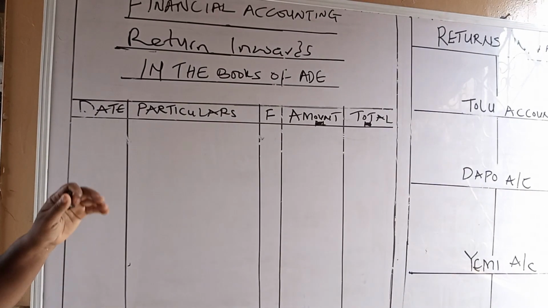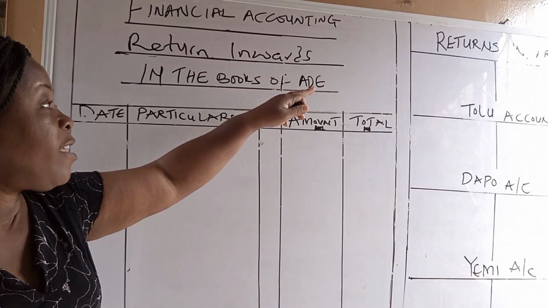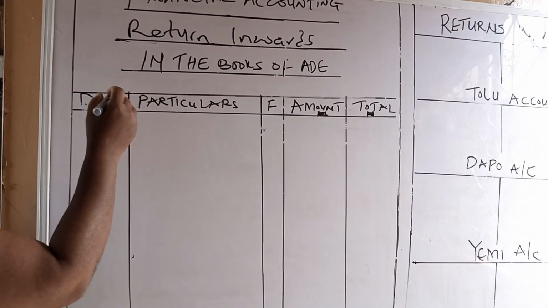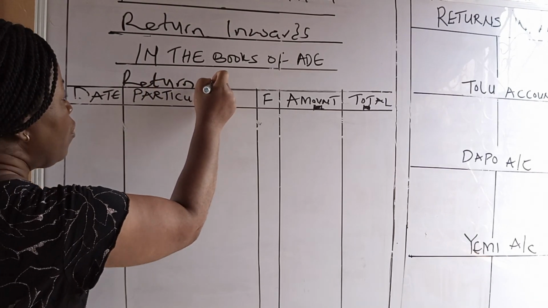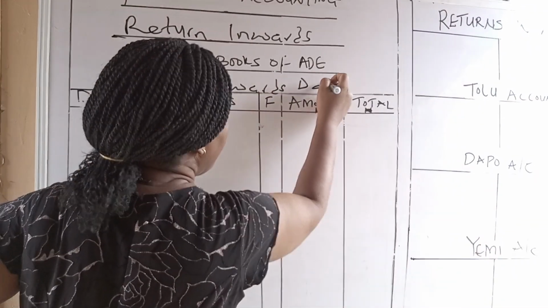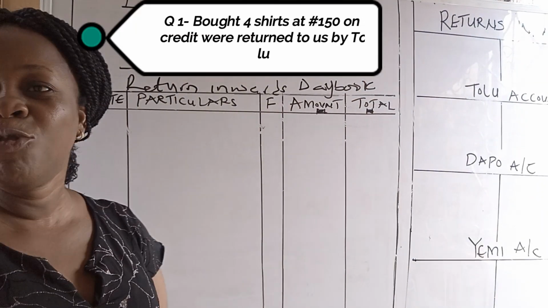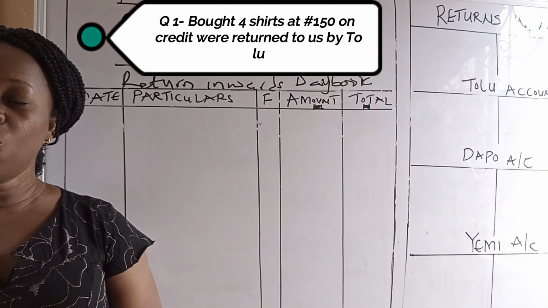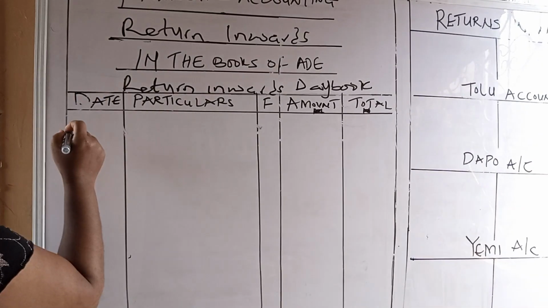Whenever you are given a question, it's worthy of note that you write the name of the organization whose account we are preparing, followed by the requirement. So the requirement is the return inwards book. Back to the solution: bought 4 shirts at 150 on credit, returned to us by Tolu. So the date will be January 21.